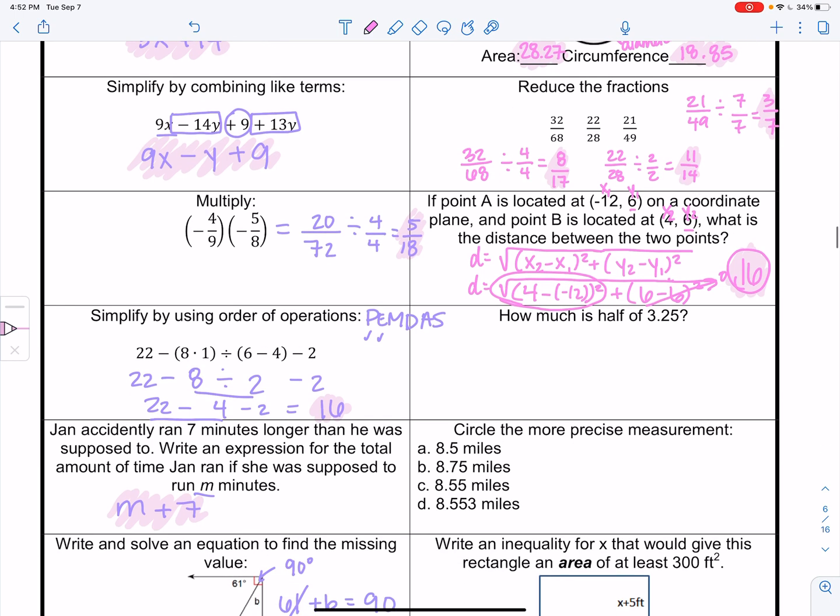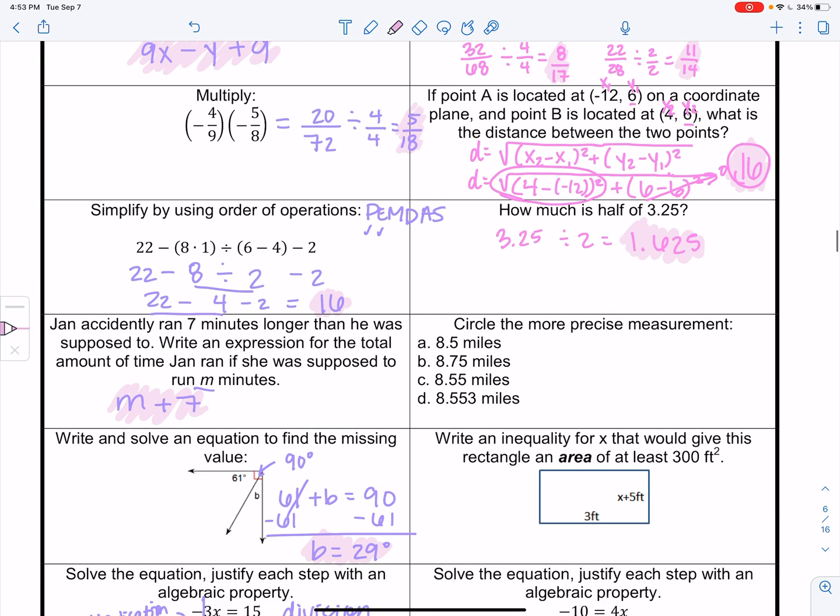All right, moving on. How much is half of 3.25? Literally just divide 3.25 by 2, and you get 1.625. And you're done with that.